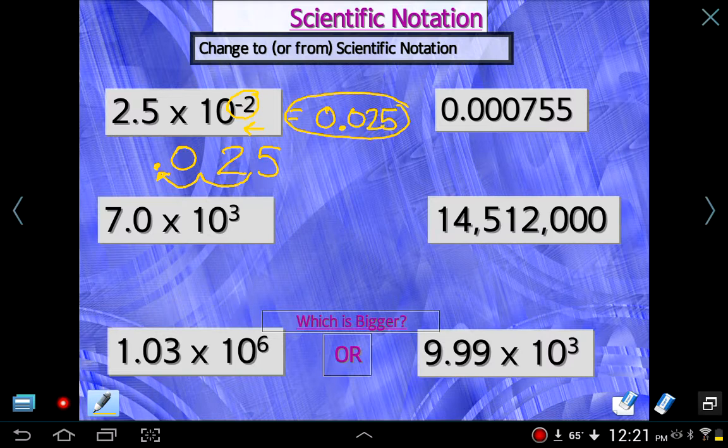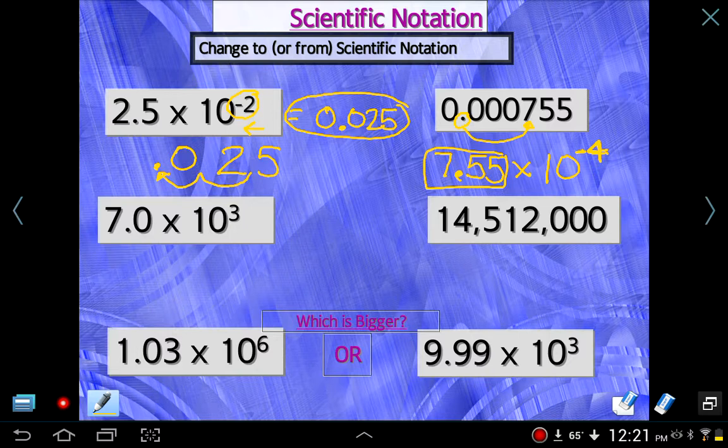Now this one I'm going to move the decimal from here to here. How far is that? That looks like 4 places. So it's going to be 7.55 times 10 to the negative 4 power. Why is it negative? Because if we were starting out with 7.55 and moved the decimal back, it would get smaller.